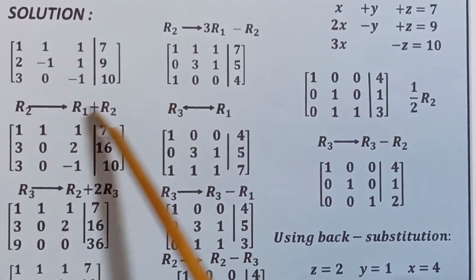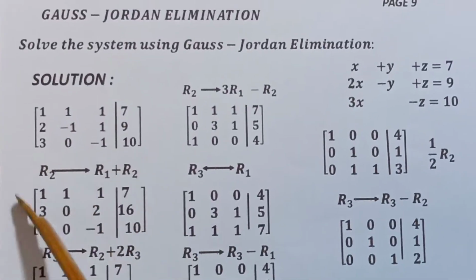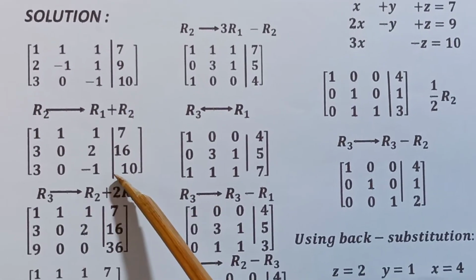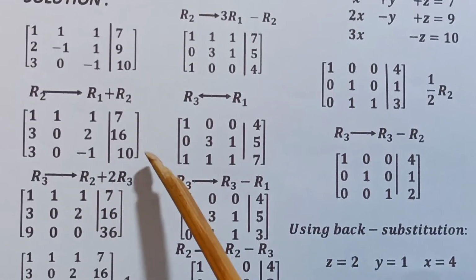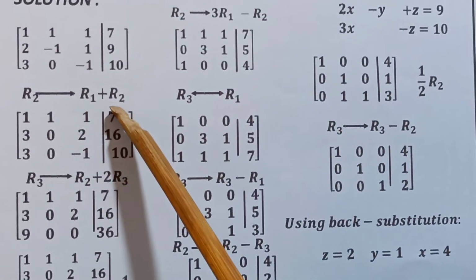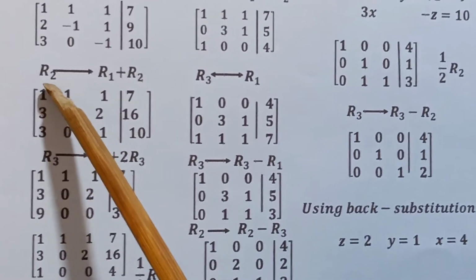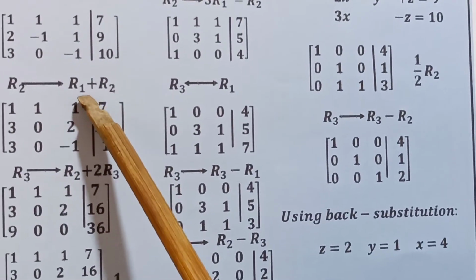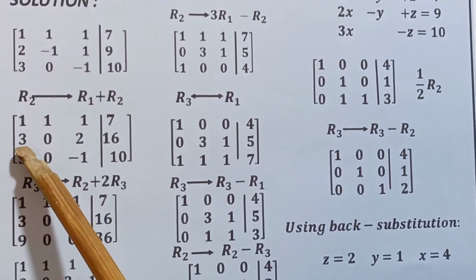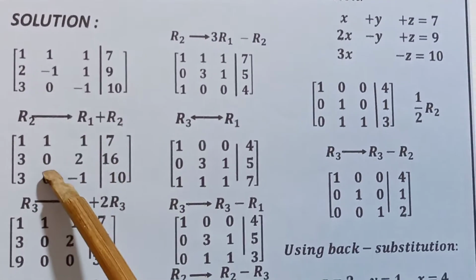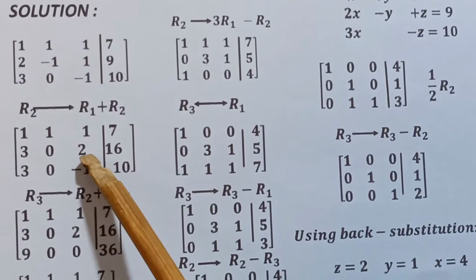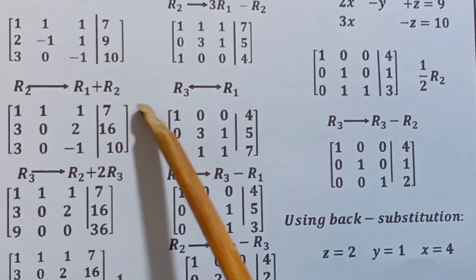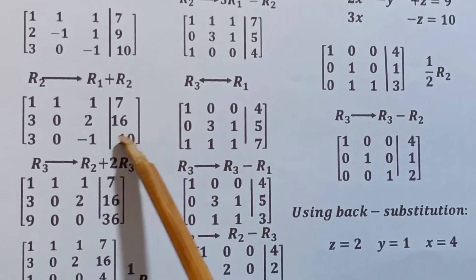After this, we go on now to the operations in the row echelon form. The first thing that we're going to do, we add row 1 and row 2, and we write our answers in row 2. So 2 plus 1 is 3. Negative 1 plus 1 is 0. 1 and 1 is 2. 9 plus 7 is 16. The other rows, you just copy.